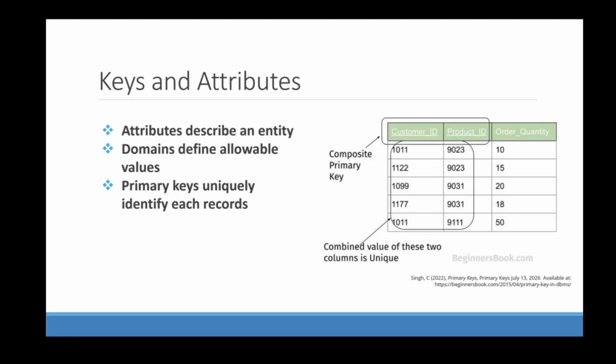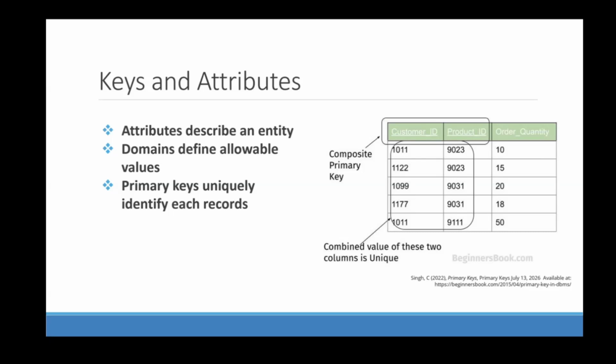Each attribute also has a domain. This defines the possible values that an attribute can contain. For example, a patient ID may have a domain of numbers, while a date of birth must follow a date format. A gender field may use a limited set of values such as male, female, or unknown.